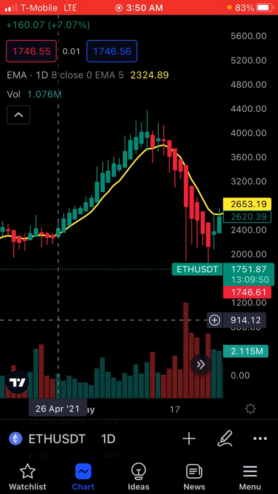So anyway, that's just a day trading example using Bitcoin and Ethereum. This works for both. It works for stocks. It works for crypto. So I hope you guys found value in this.